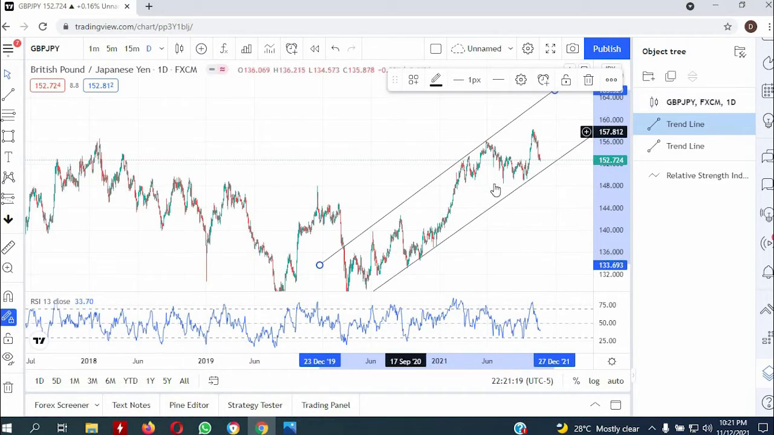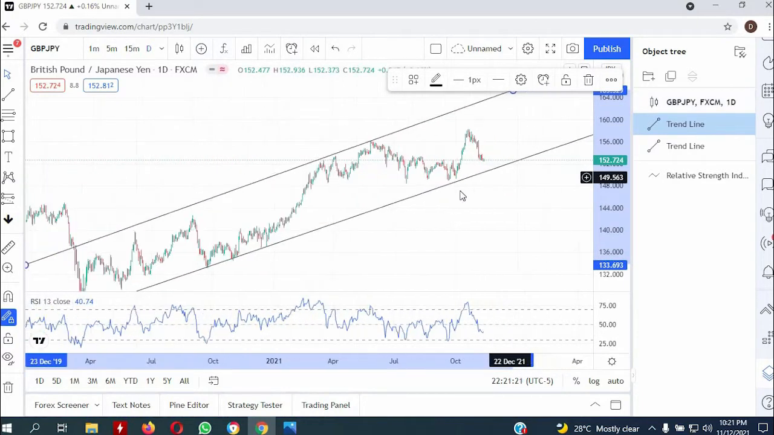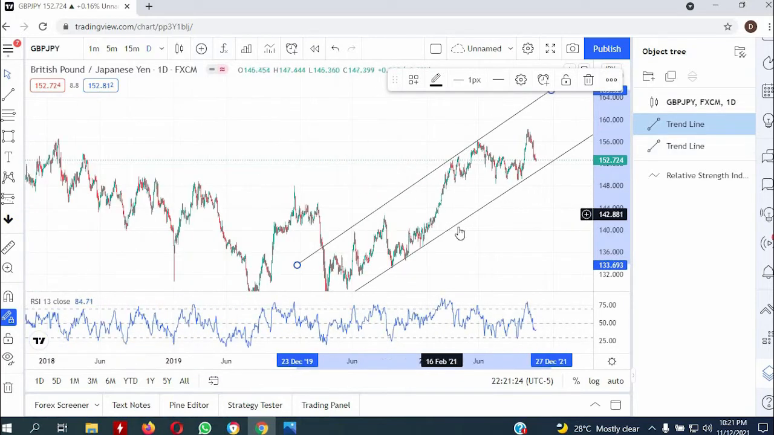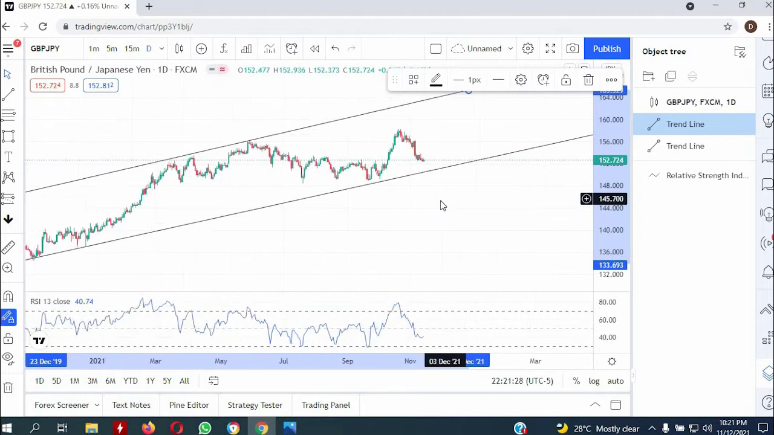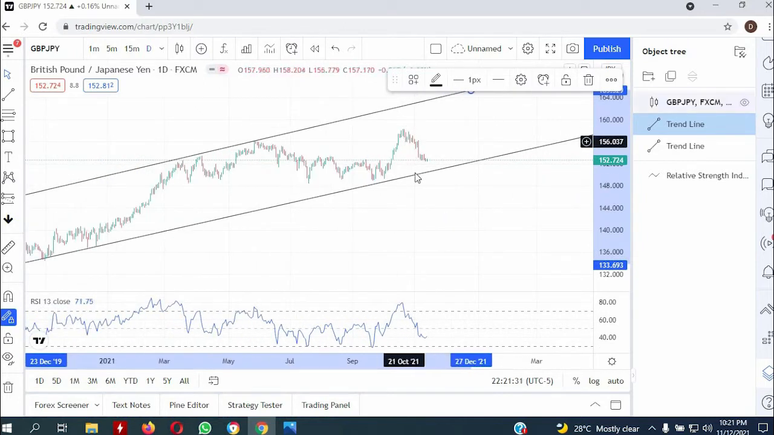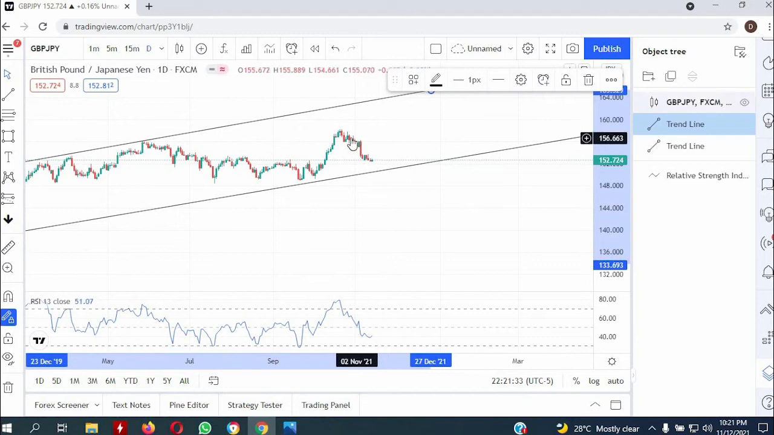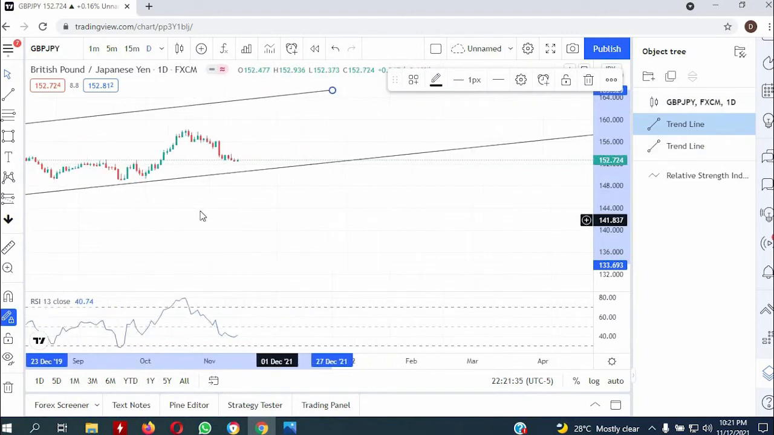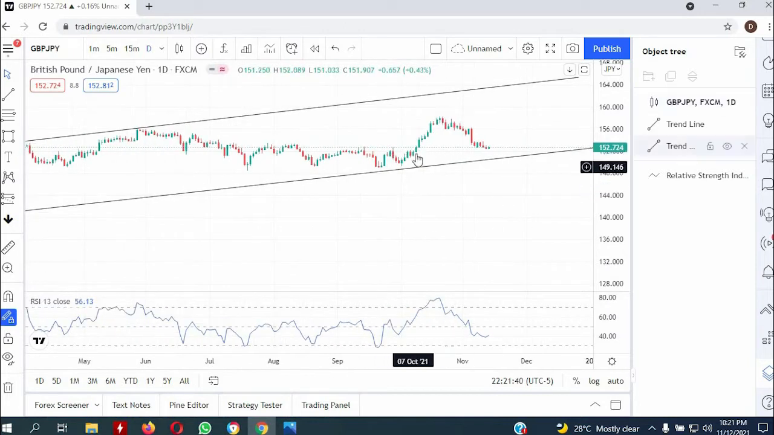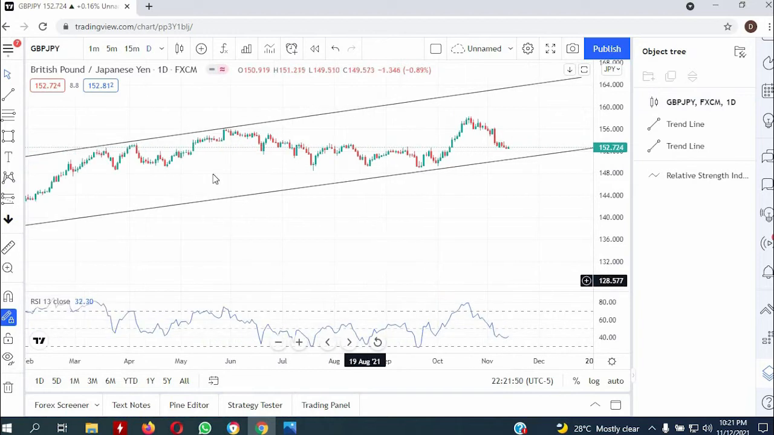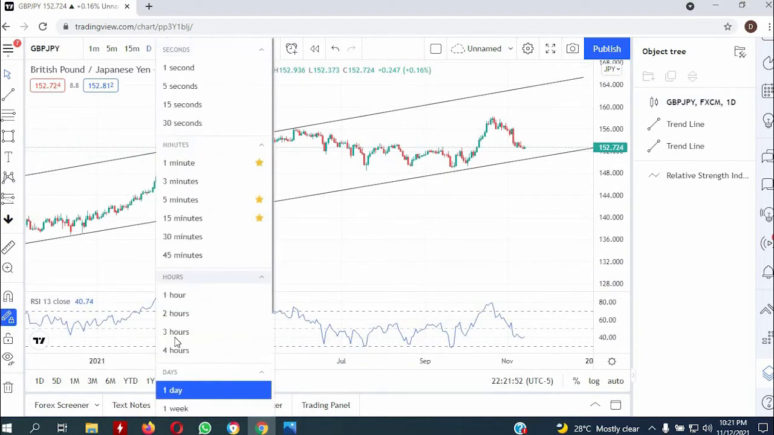Same thing, the GBP JPY is in a bull trend. On the daily time frame, it's going through some correction right here. As you can see, the daily time frame is approaching a structure right here that can act as resistance and push the market further up. We'll go down to the 4-hour time frame.